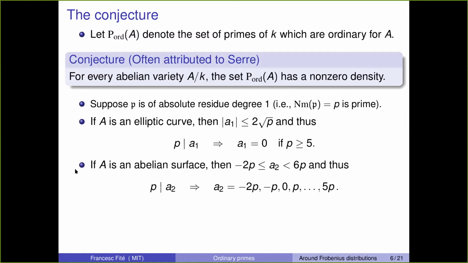Something similar happens when A is an abelian surface. In that case, the Weil bounds tell us that the central coefficient of the characteristic polynomial of Frobenius has absolute value bounded by 6p. In fact, you can do the exercise if you've never done it. They tell us a little bit more. They tell us that the central coefficient is at least minus 2p, and it is strictly less than 6p. And therefore, if a prime fails to be ordinary, then the central coefficient is limited to just 8 possible values. So something exceptional.